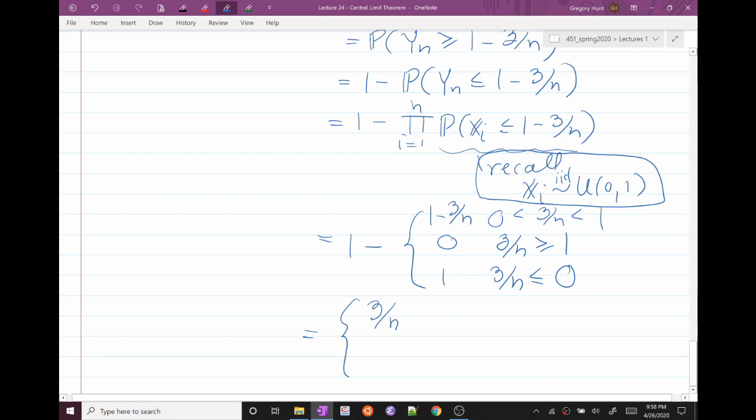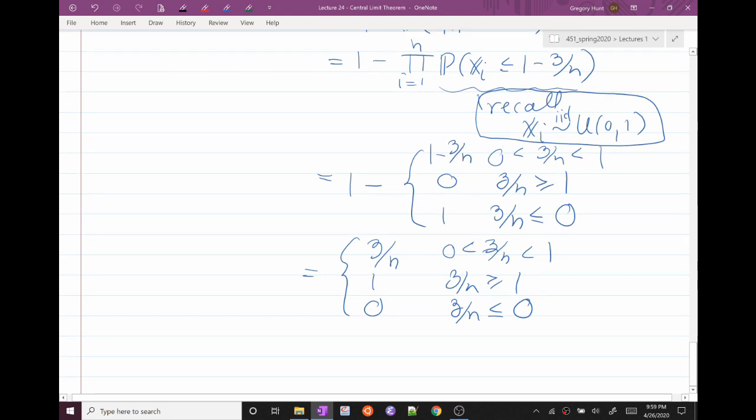And then we get 1 minus 1 is 0. So the first case is 0 less than z over n less than 1. This is z over n bigger than or equal to 1. And this is z over n less than or equal to 0. Okay.